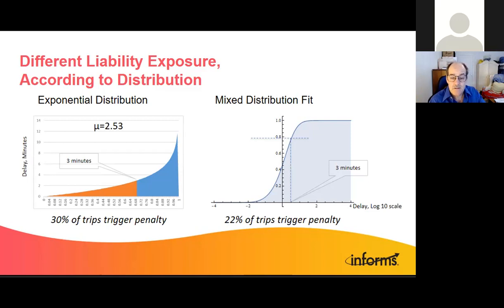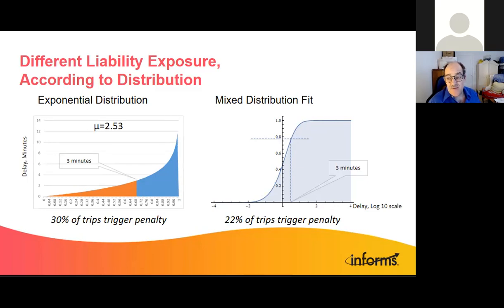On the right here, this is a cumulative distribution drawing of this mixed distribution I showed you in the previous slide. I coded this in Mathematica and then generated the chart. And it's a log 10 scale. On this log 10 scale, this dotted line and intersection is the 3-minute point. And when I read that scale, I've got about 22%. I have a 22% trigger of delay.